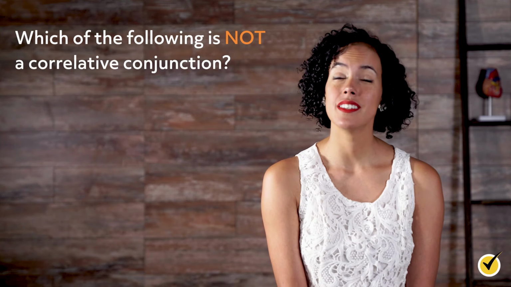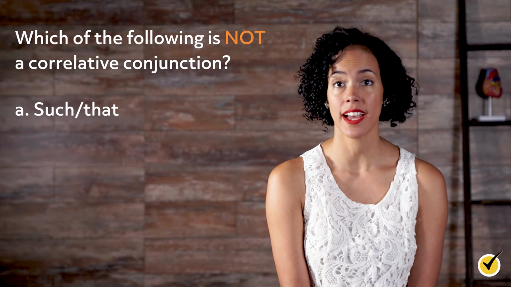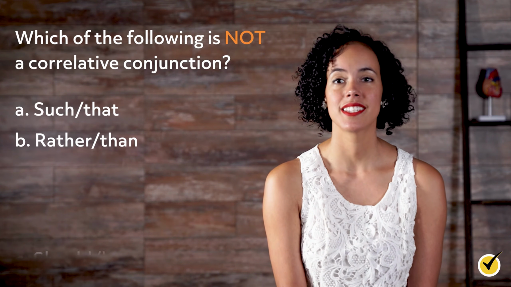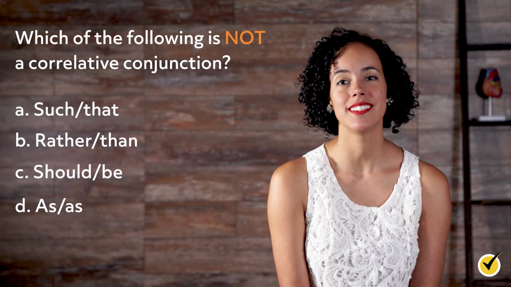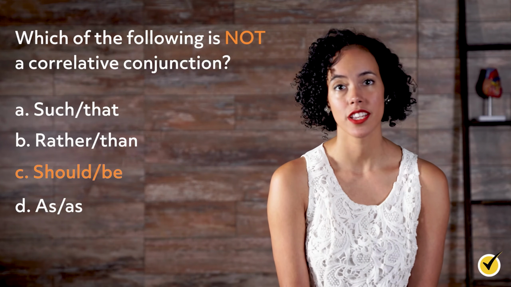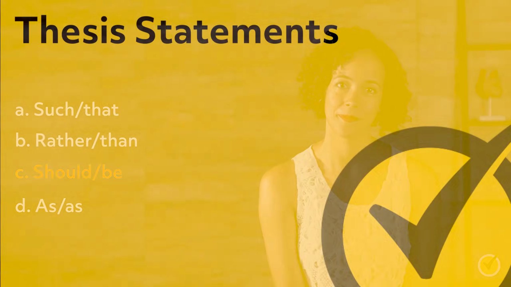Which of the following is not a correlative conjunction? A, such that, B, rather than, C, should be, or D, as. The correct answer is C, should be. Should be is a verb.